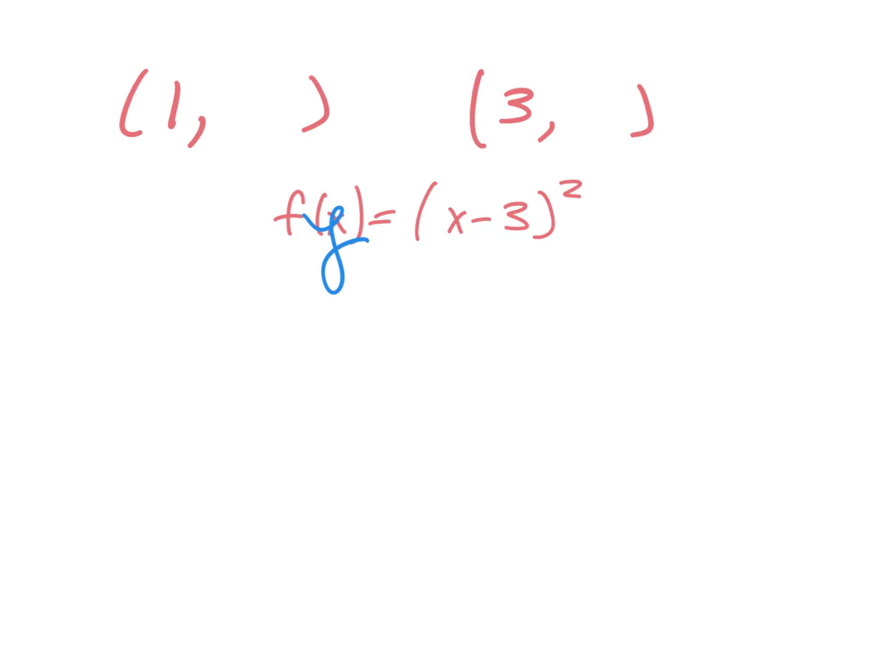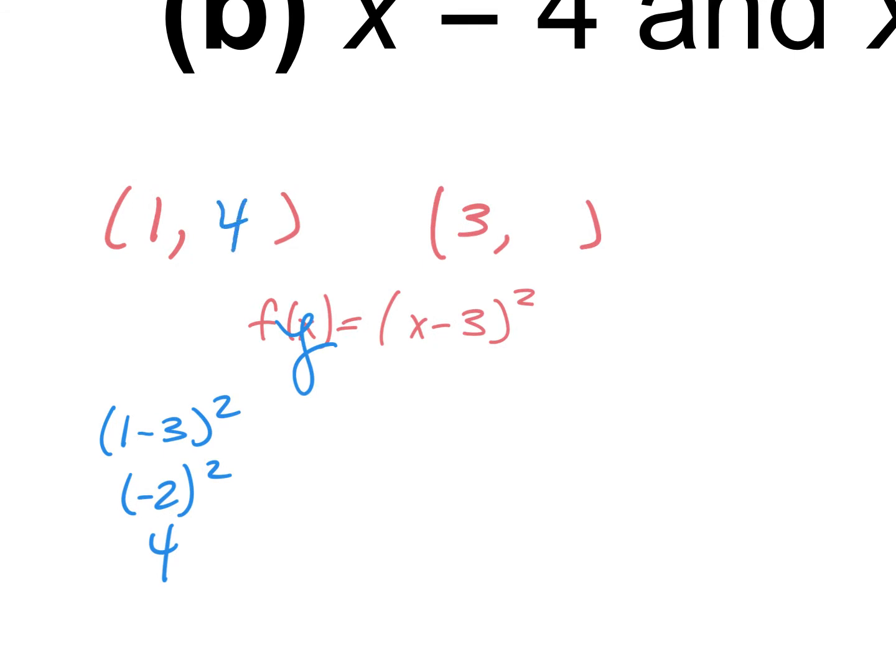So let's evaluate with 1. If I plug in 1, I have (1 minus 3) squared. We evaluate inside parentheses first. So 1 minus 3 is negative 2, and negative 2 squared is what? 4. So when I plug in 1, I get out 4. Correct? All right. Same thing we're going to do.